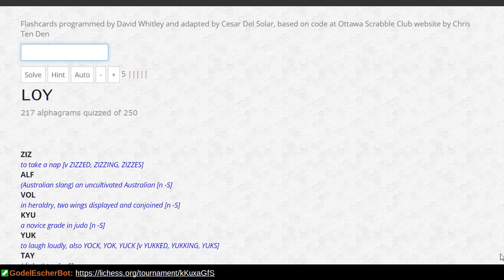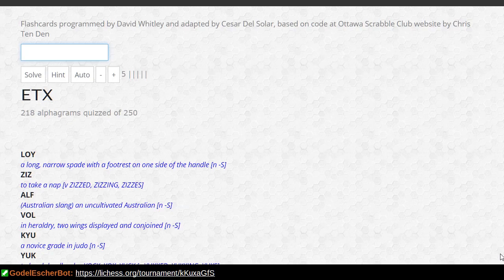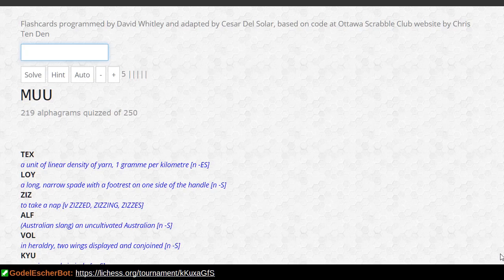Ziz, to take a nap. Is loy something for alloy? A long, narrow spade with the footrest on one side of the handle. What would such a thing be used for? Oh, if it's got a footrest on the side of the handle, you could use that to help dig, I guess. Tex. Linear density of yarn. I've actually seen that used before.